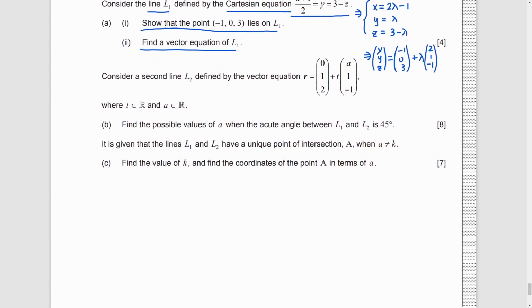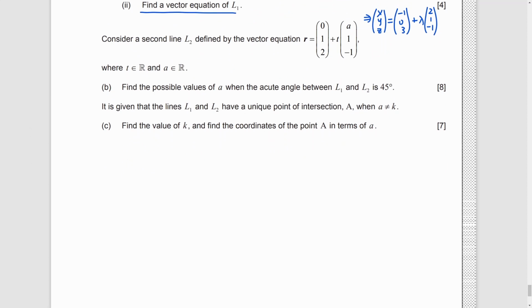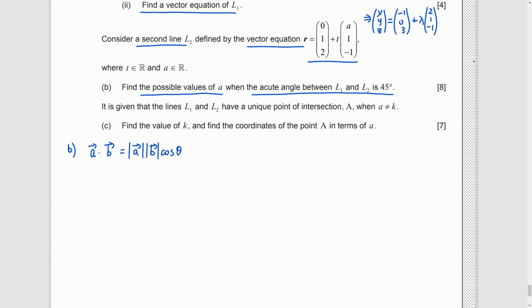Part B. We have another line L2, which is defined by the following. And we need to find A if the angle between L1 and L2 is 45 degrees. When it is related to the angles between two lines, we should apply the equation of A dot B equals the product of their norms times cosine theta.